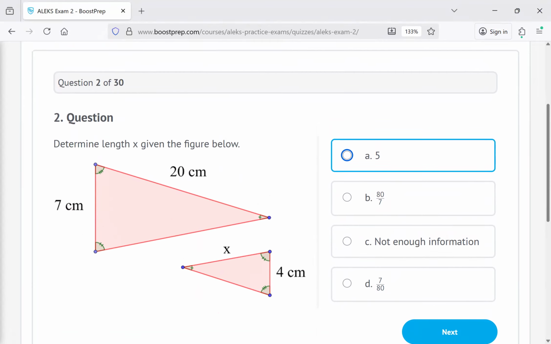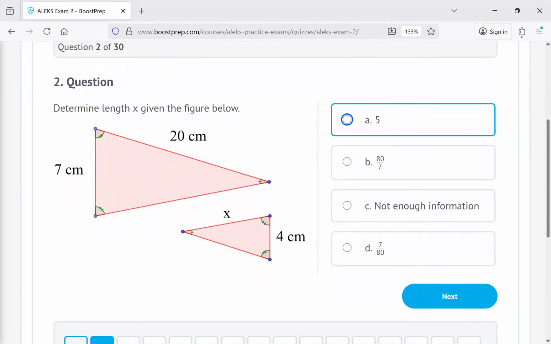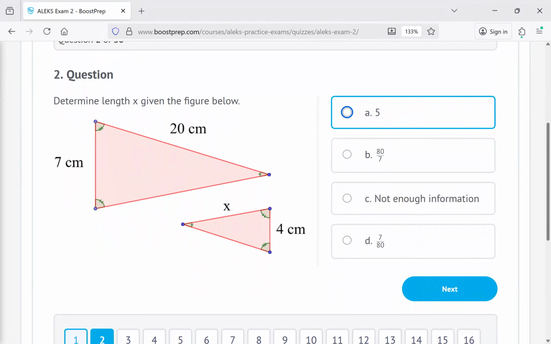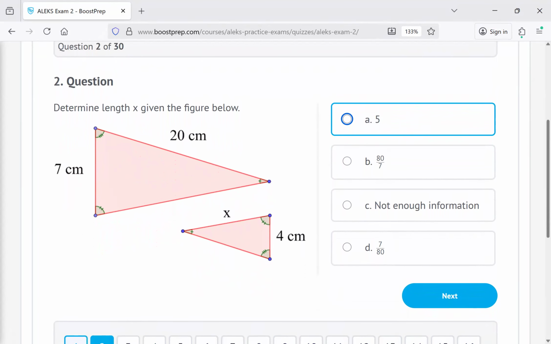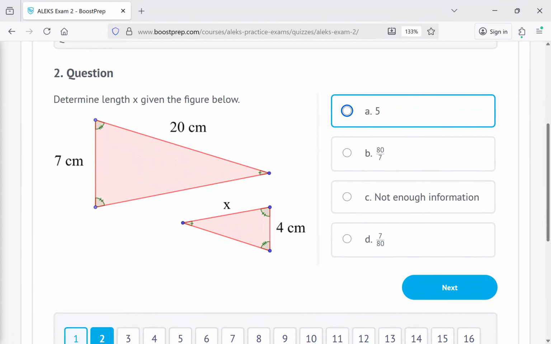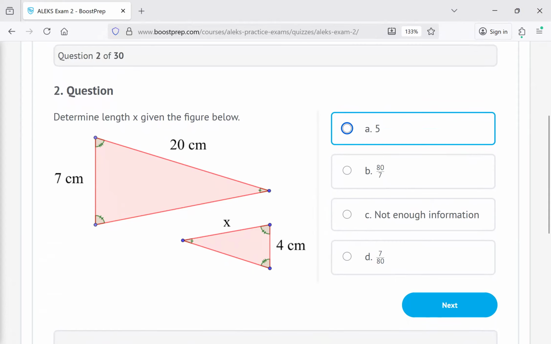Okay, question 2. Determine the length of x given in the figure below. Well, we have these two triangles. We somehow got to find it. Now, I don't think these triangles are congruent. Why don't I believe they're congruent? Because there's nothing related to their side lengths, right? But what I do see is you have some angles that are congruent. It looks like all these angles are congruent.